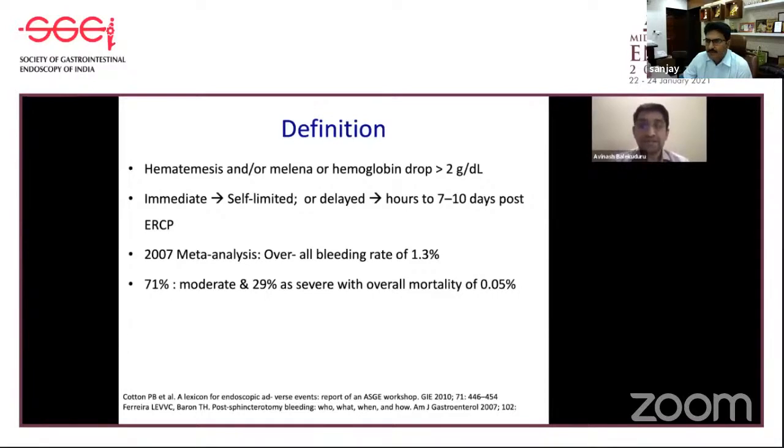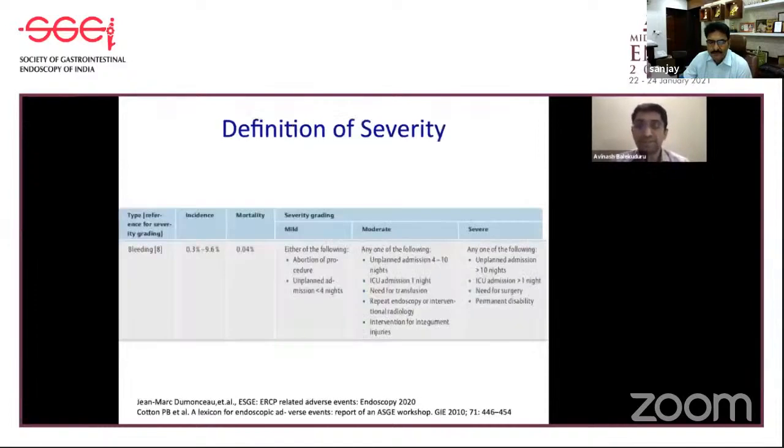The 2007 meta-analysis by Todd Barron et al. has mentioned an overall bleeding rate of 1.3%, of which 71% were moderate and 29% were severe, with an overall mortality rate of 0.05%. So majority of my slides are from ESGE guidelines that got published in Endoscopy 2020. So the incidence and the mortality rates were similar.